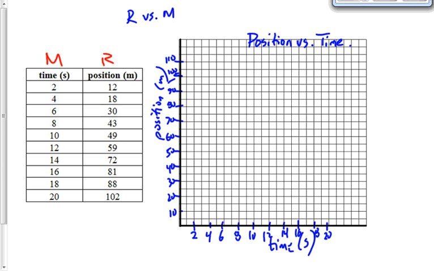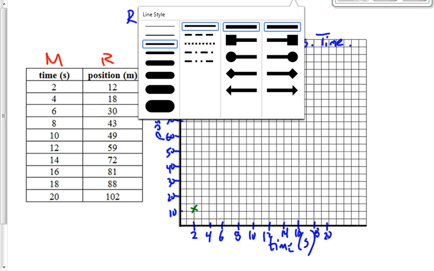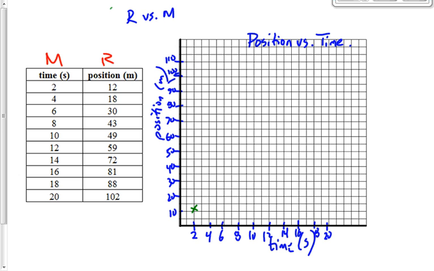Start plotting some points here now. Okay, my first coordinate is 2, 12. 2 on the x-axis, 12 on the y-axis. So let's draw that point in. Okay, 2 and 12 is about right here. We can draw that as an X, we can draw that as a dot, we can draw it as whatever we want, really. My suggestion, please, is to draw it as an X.